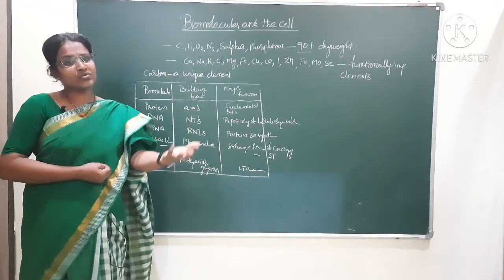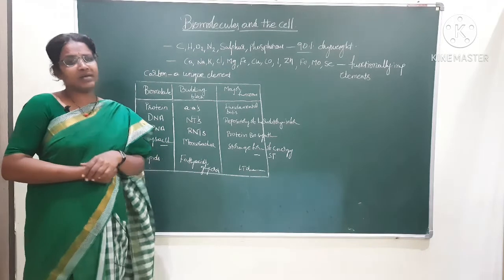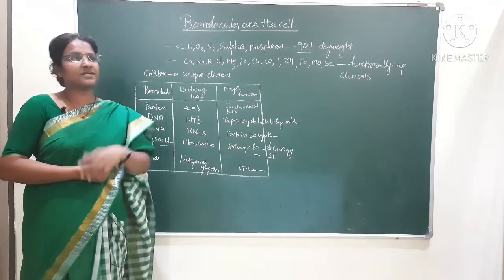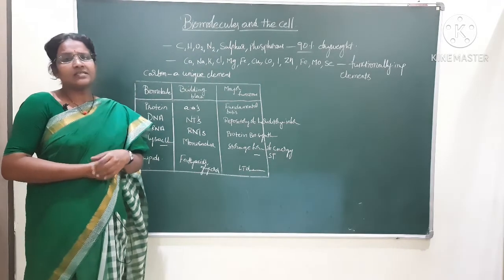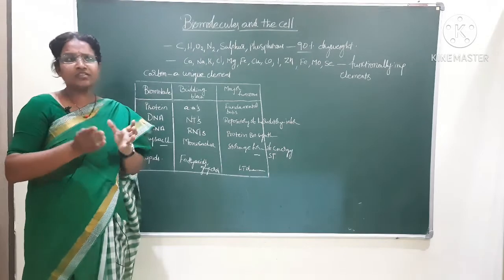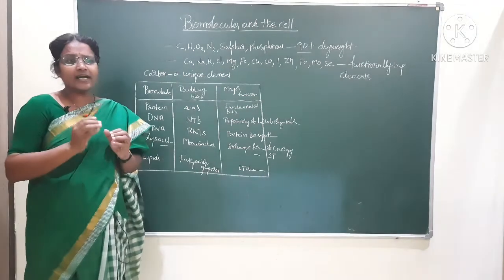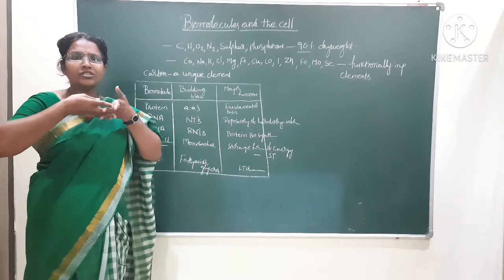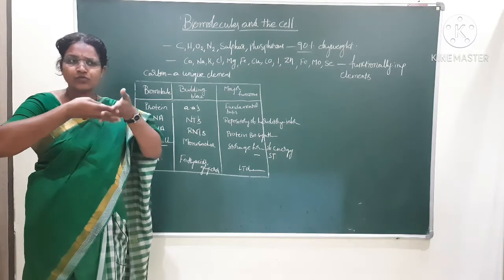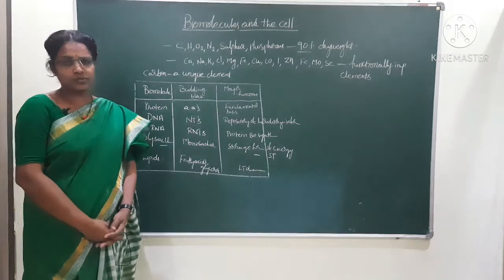Some of them give structure to a particular component. You take the cell membrane. It is made with phospholipids. Like that, glycolipids and phospholipids are all combined to form a plasma membrane. So the different types of elements which are combined together lead to the formation of different biomolecules.